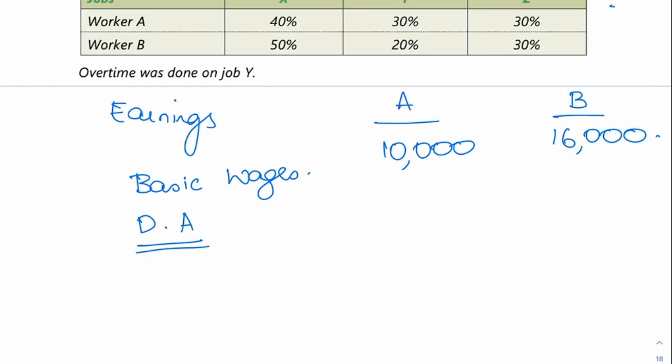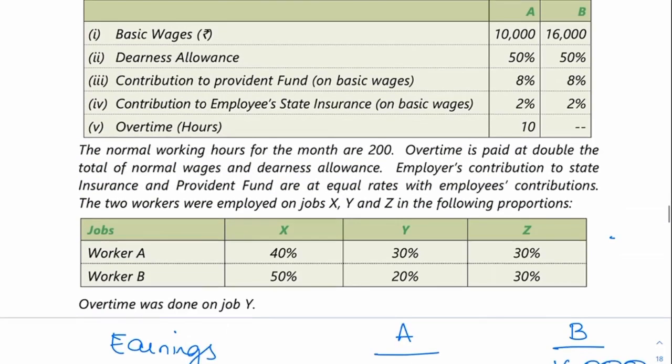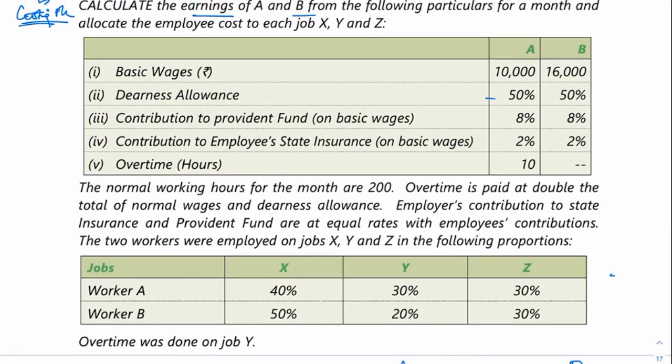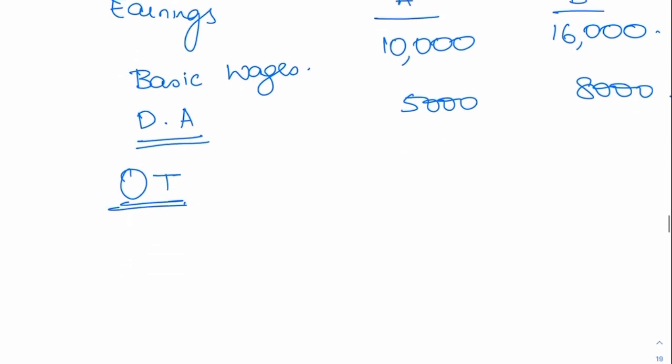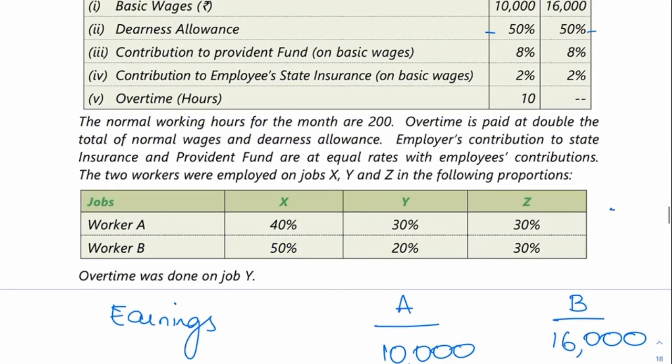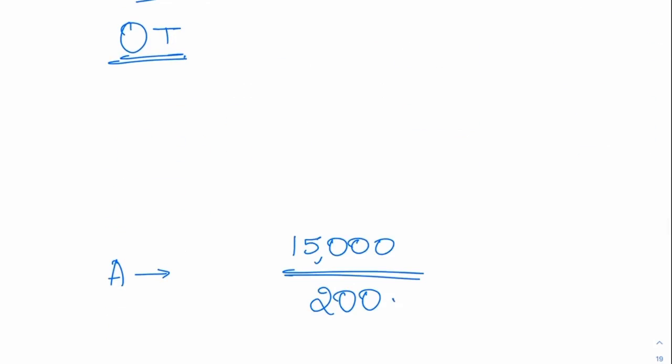What is dearness allowance? 50% and 50%, that will be how much? 5,000 and 8,000. What's the overtime wages? Overtime is paid at double the total of the normal wage and dearness allowance. So see here, Mr. A is getting salary plus dearness allowance of 15,000 for 200 hours. Yes or no?